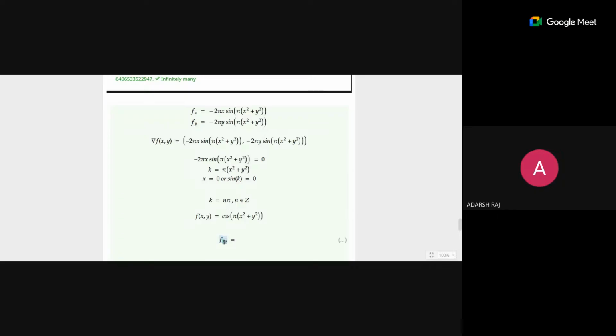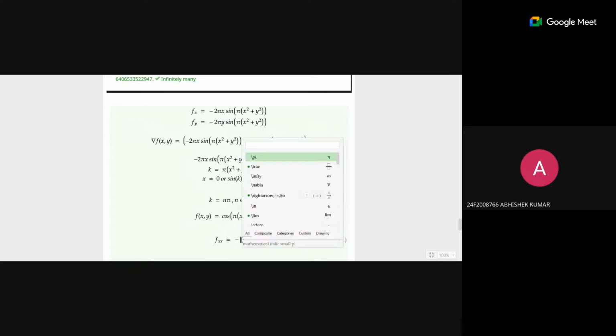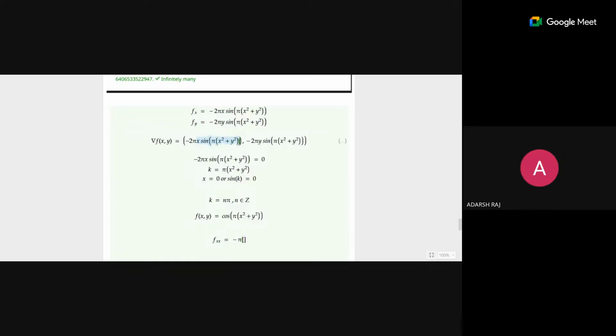Partial derivative of fx with respect to x. Now first compute this one. So what will be this value? It is basically minus 2 pi x sine pi (x square plus y square). Can I take minus common from this? Yes, minus 2 pi you can take common. Now differentiate this function with respect to x.